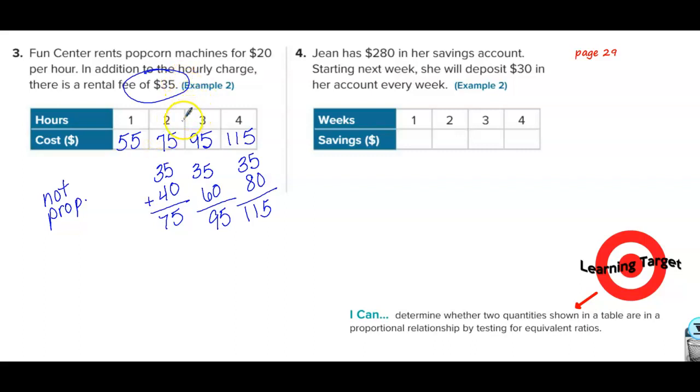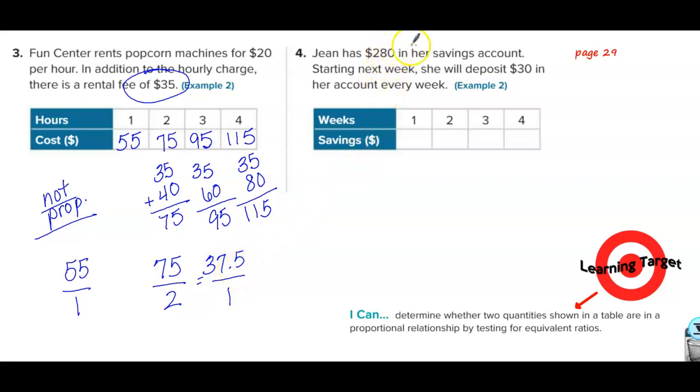It's an upfront fee that makes it so that there's no way, if you have 55 over 1 and 75 over 2, if you divide top and bottom by 2, you get 37.5 over 1, and that's not equal to 55. All right, so this is not proportional because the unit rates are not equal.